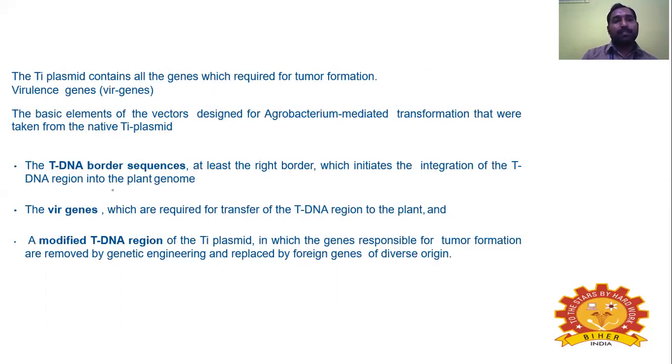Here we have some more important points to be considered about the Vir genes. The Ti plasmids contain all the genes required for tumor formation, that is the Vir genes. This vector system is designed for Agrobacterium-mediated transformation, taken up from the native Ti plasmids. You also have the T-DNA border sequence and the Vir genes, and at last this entire genome will be modified. At the end, you will have the modified T-DNA regions.